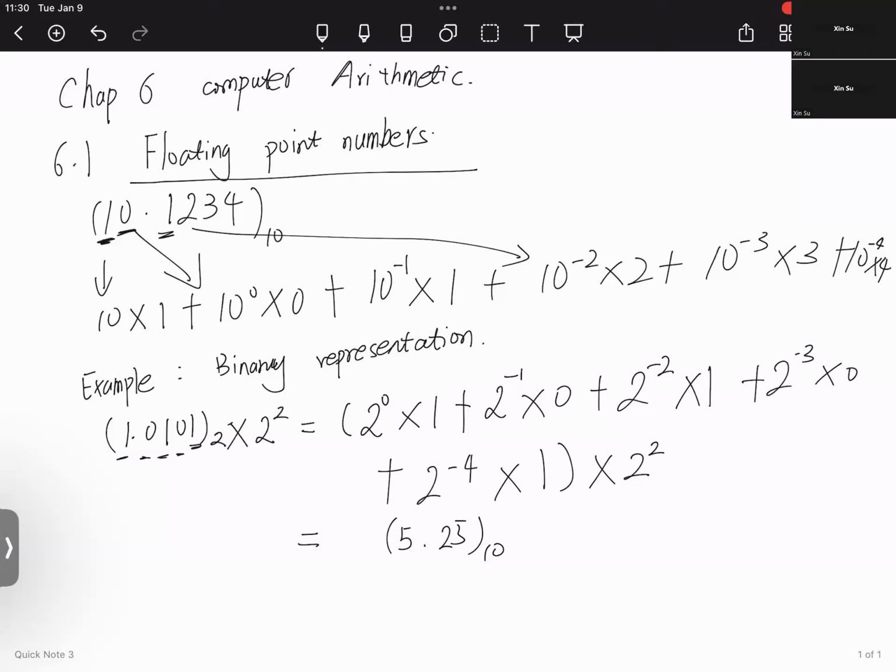But if we represent it in the binary representation, this is the way we represent it with scientific notation, the exponentials here. Any questions?